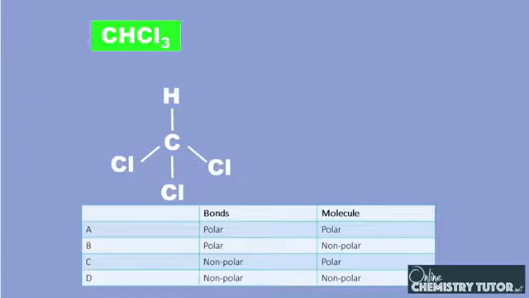Okay, so I think this is the last one from this set of questions. So again, you have one more molecule.